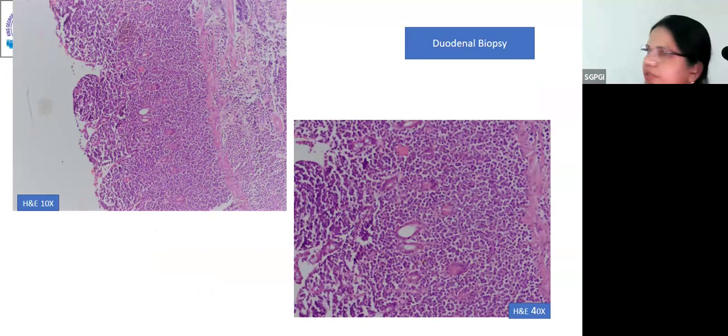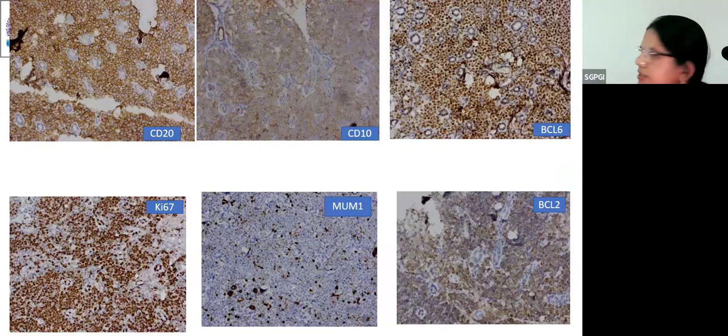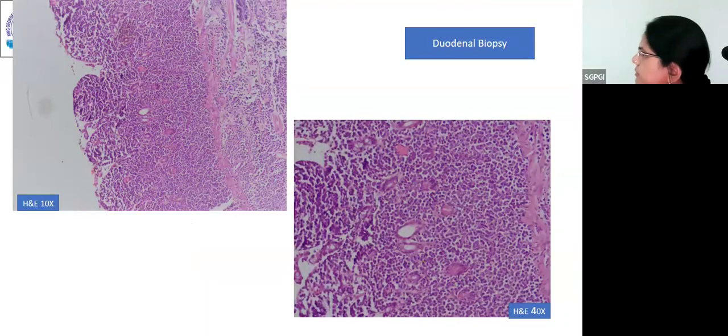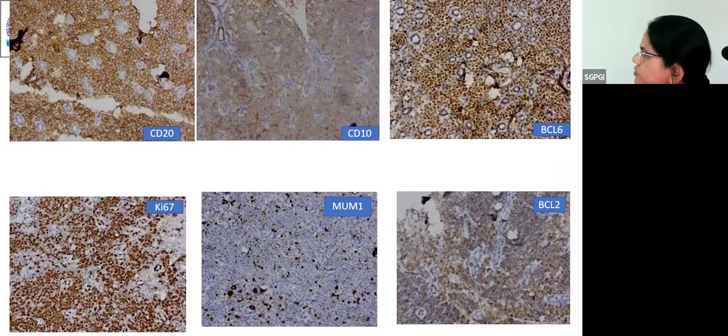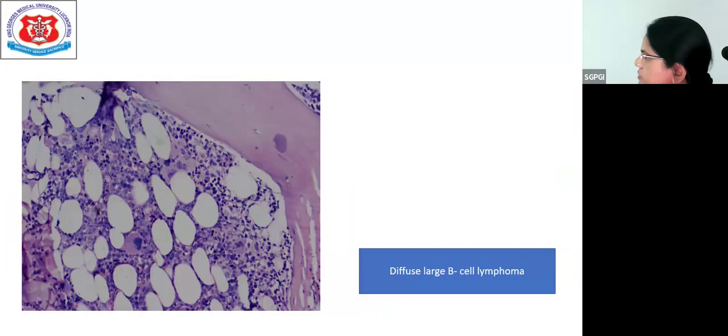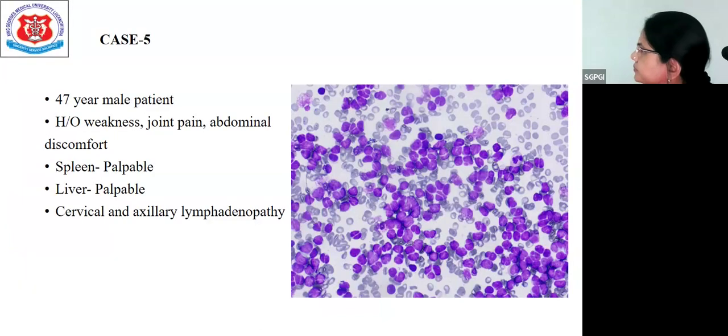These were the tissue biopsies that we received, the intestinal mucosa, showing diffuse infiltration by these lymphoid cells. On the biopsy also, we had put up the markers which are 20, 10, BCL6 positive, Ki67 index very high, MUM1 and BCL2. So this was the case of diffuse large B-cell lymphoma. These are the sections showing the infiltration by the abnormal lymphoid cells.